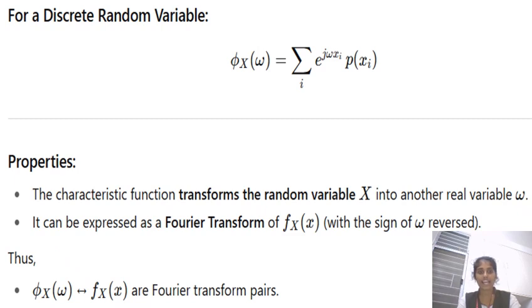Properties. The characteristic function transforms the random variable x into another real variable omega. It can be expressed as a Fourier transform of fx of x with the sign of omega reversed. Thus, phi x of omega and fx of x are Fourier transforms.